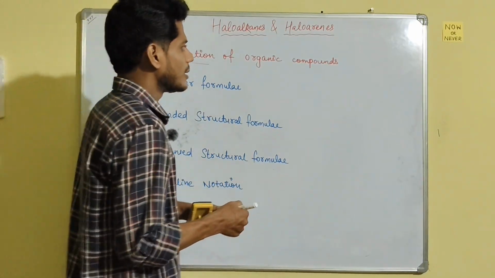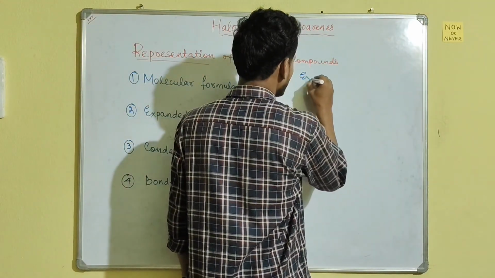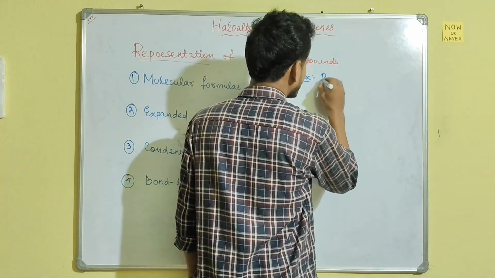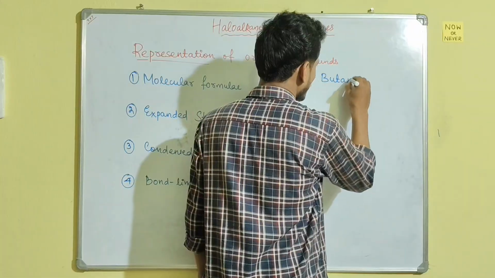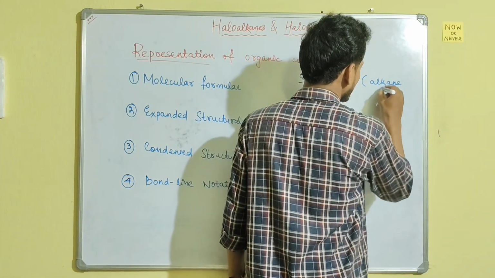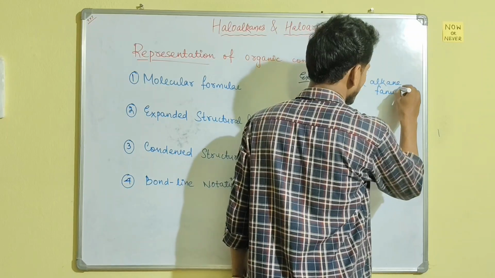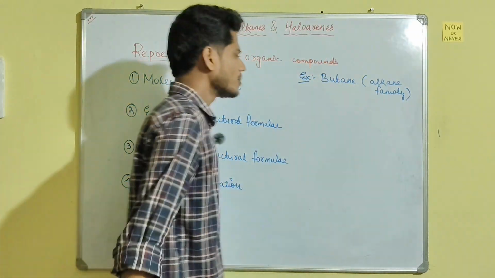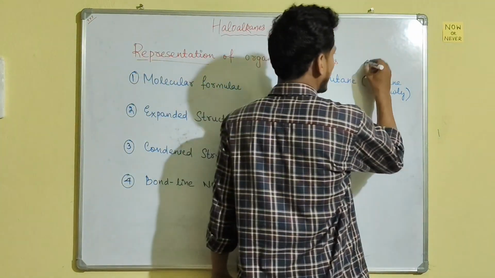Okay, let us take an example. For example, butane, which is a member of the alkane family. So what is the general formula of the alkane family?